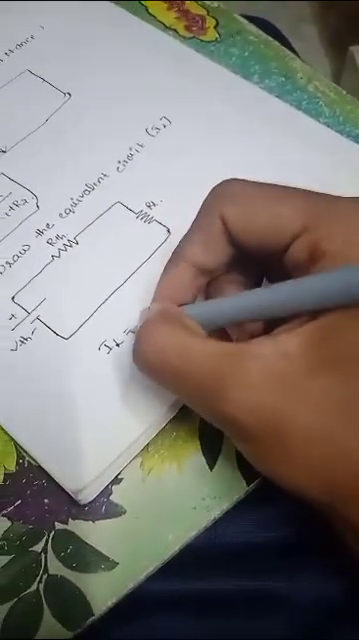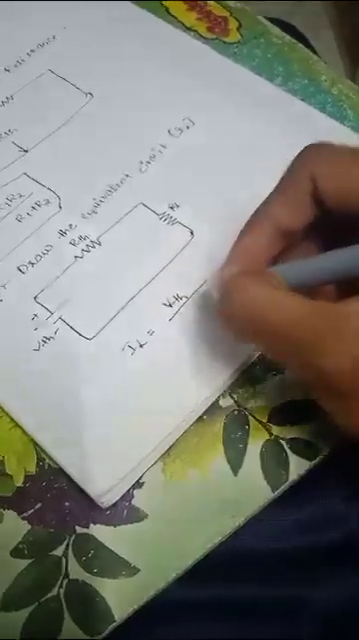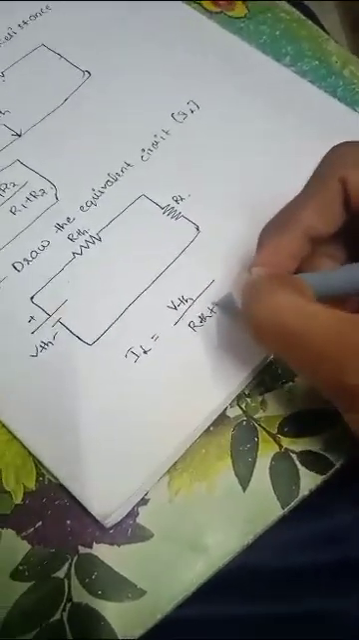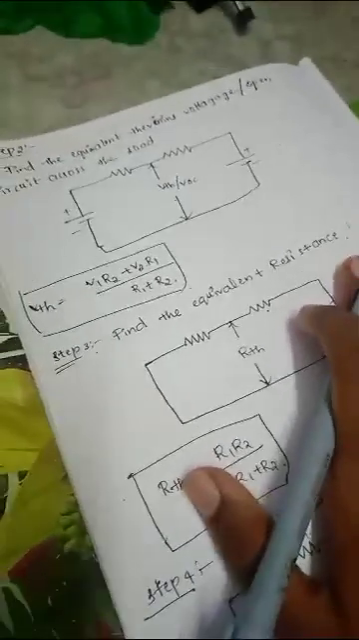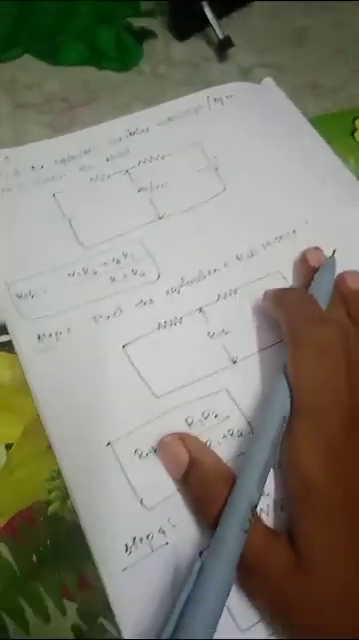What is the formula for IL? It is IL = VTH / (RTH + RL). This is the formula for IL. By following these 4 steps, we can find Thevenin's theorem as easily as possible. So try it.